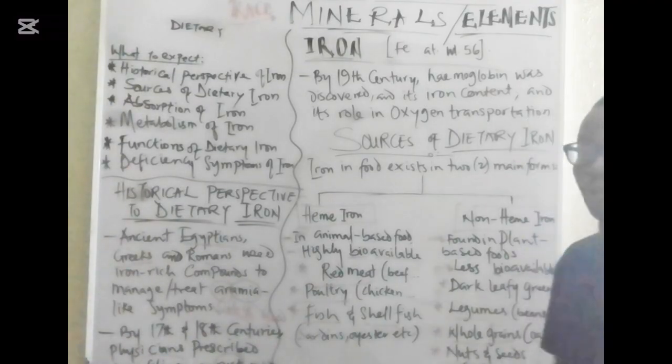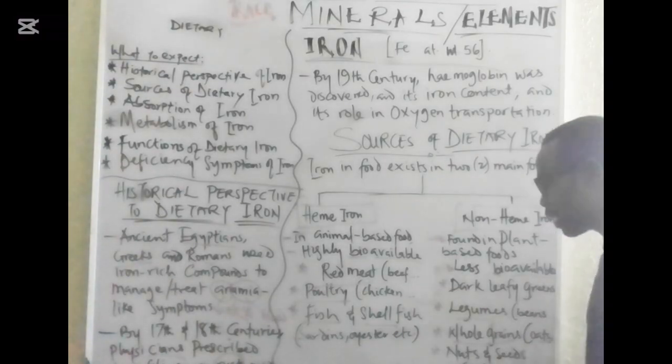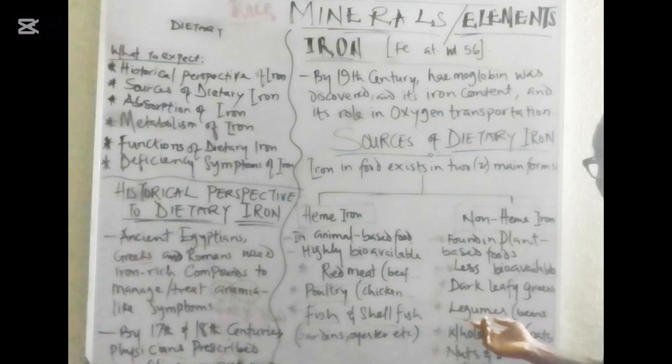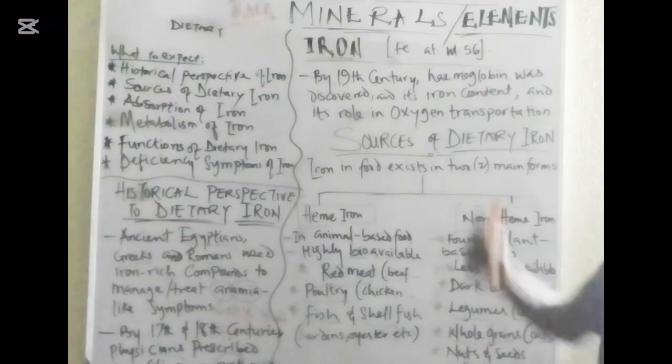Now these sources we talk about are also useful in feeding animals: cattle, sheep, goats, poultry. You can get those iron sources from legumes. You use soybeans to make feed for animals. You use maize, which is a whole grain, to make feed for animals. Wheat and the others. So these are the sources of iron.